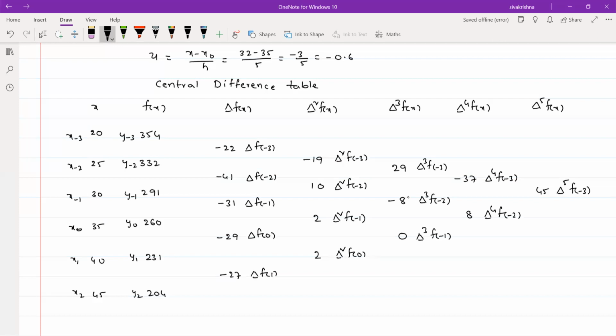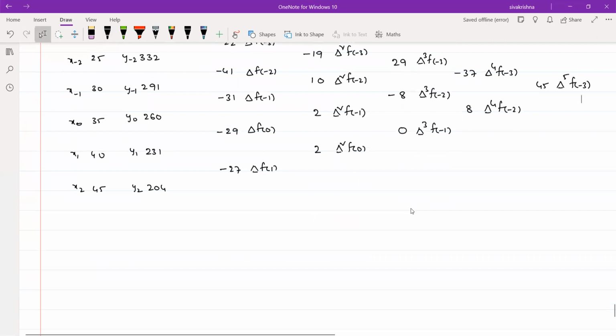Now we have to write the Gauss backward interpolation formula. So we have the Gauss backward interpolation formula.